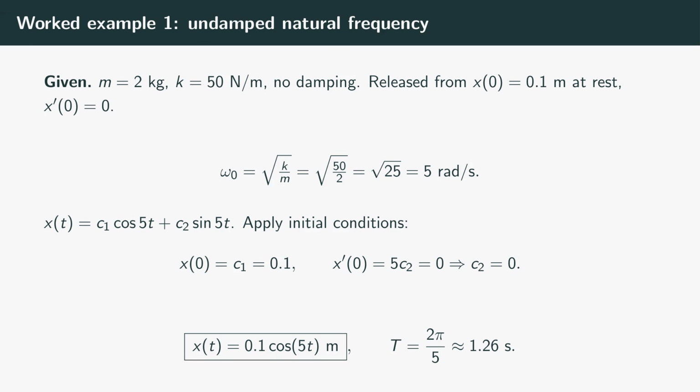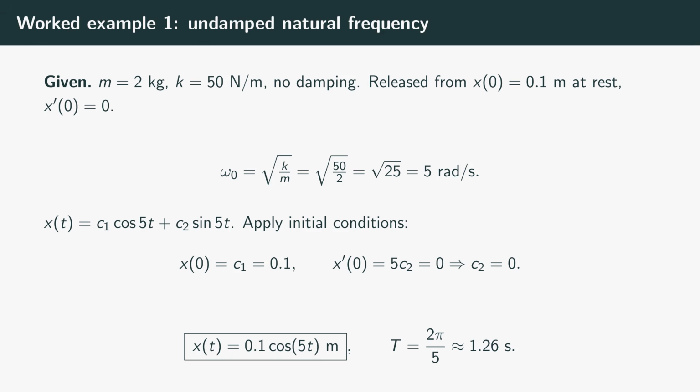The general solution is c1 cosine 5t plus c2 sine 5t. Now apply the initial conditions. At time 0, x equals c1, and that must equal 0.1, so c1 is 0.1. The initial velocity is the derivative at 0, which is 5 times c2, and that must be 0 since we released from rest, so c2 is 0. The motion is therefore x of t equals 0.1 cosine of 5t meters.